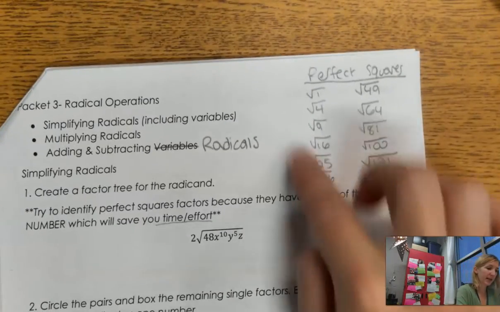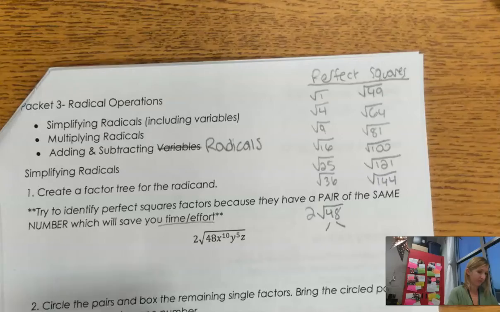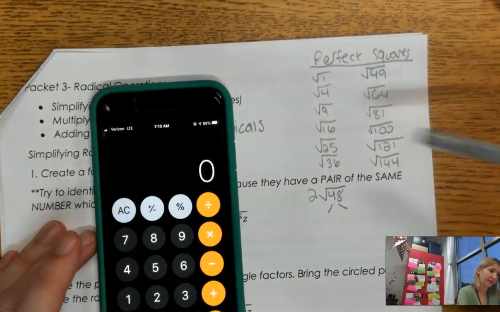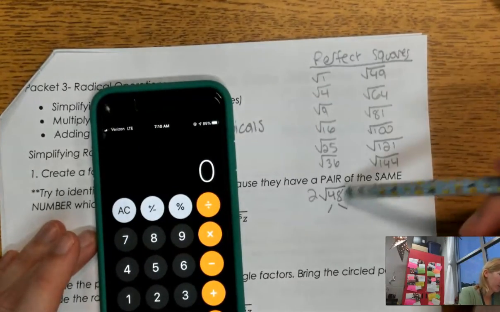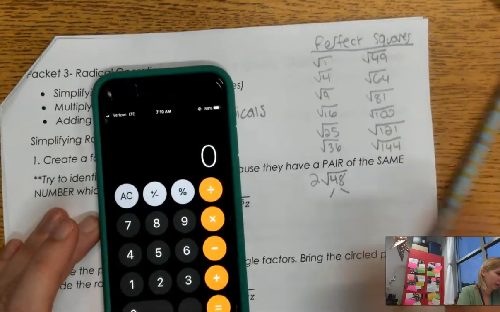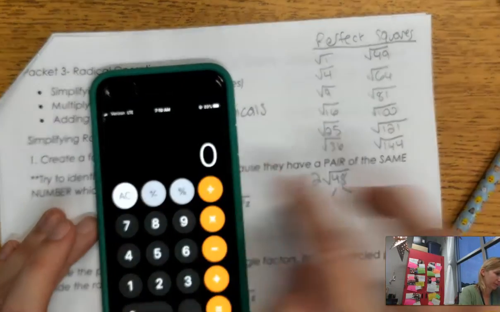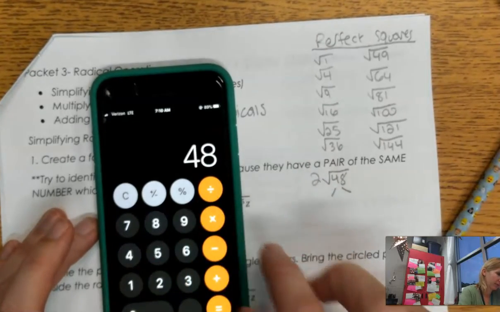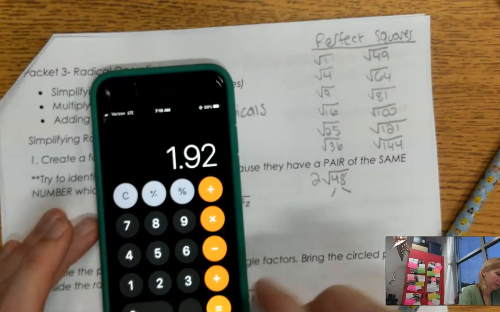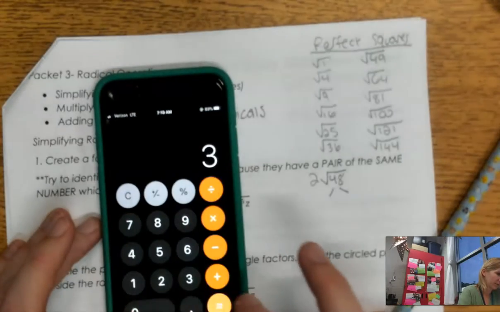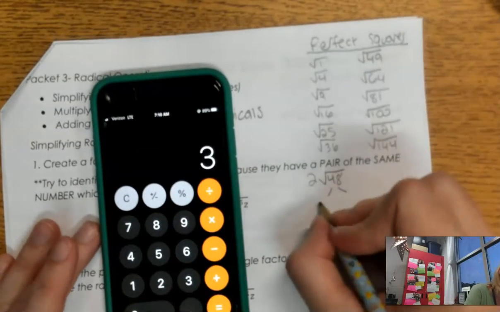So let's see if I can get any of these factors into 48. Well, it's definitely got to be smaller than 48, right? 49 won't go into 48, so let's see if 36 will. Nope. Let's try 25. Nope. Let's try 16. Oh, 16 will work. Let's do that.